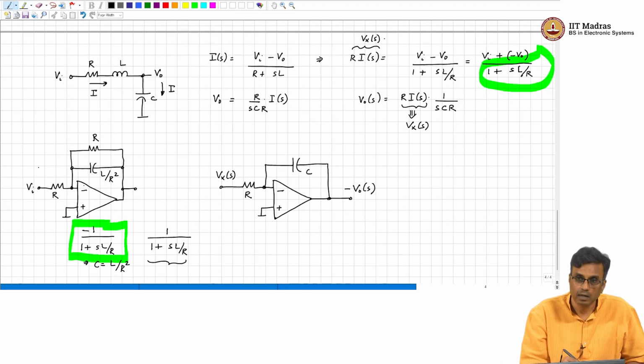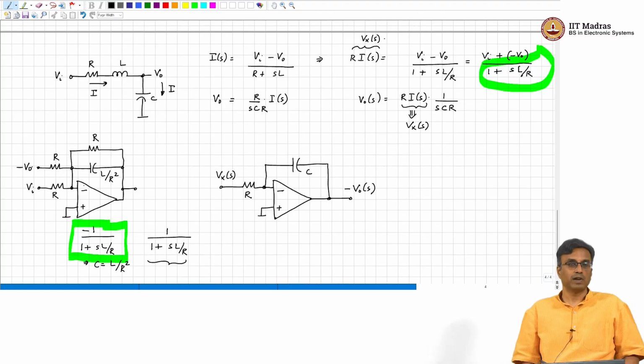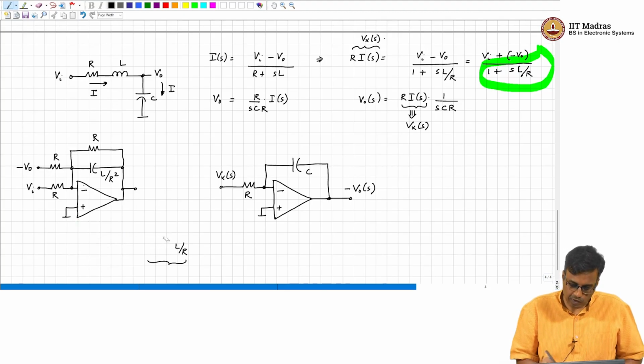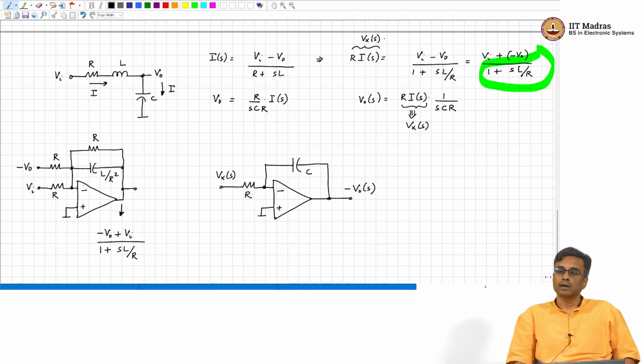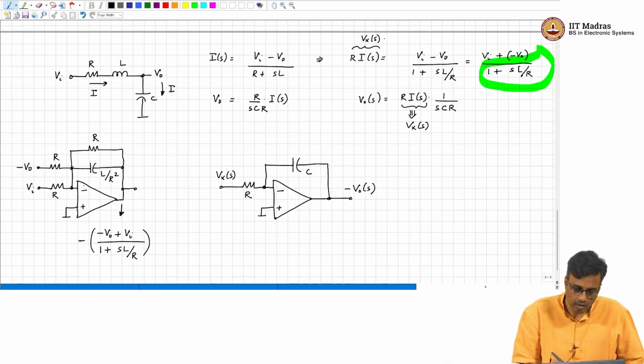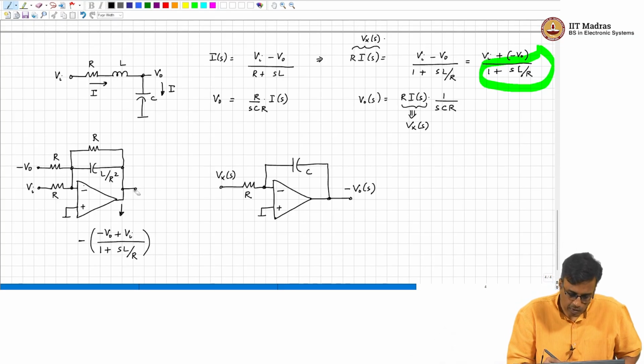Where? In parallel with Vi, you basically say, okay, here is another resistor. What must be there here? Minus Vo. Okay, if we do this, this output is going to be minus V naught plus Vi by 1 plus SL by R, correct. I mean we are going to get the negative. So, we want to invert the output. So, what should we do? The simplest thing you can do is put an inverting amplifier.